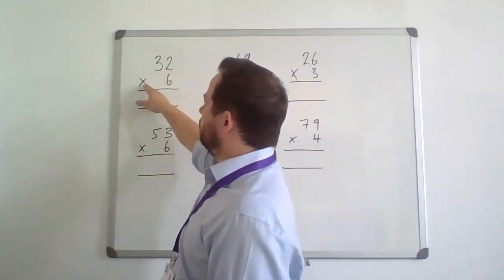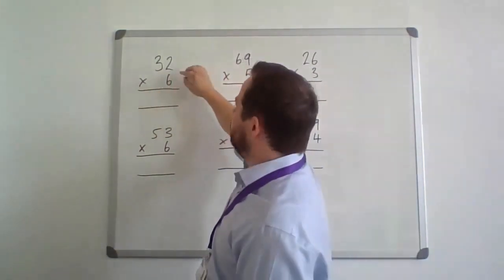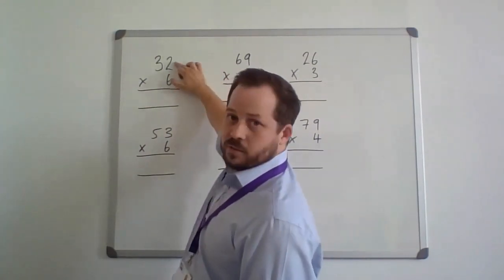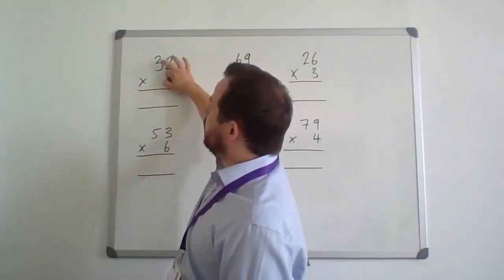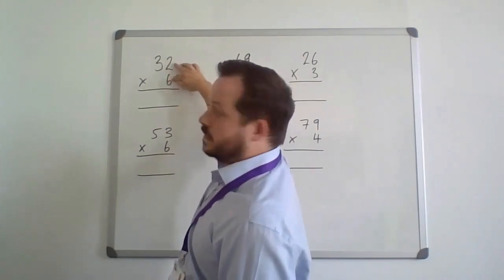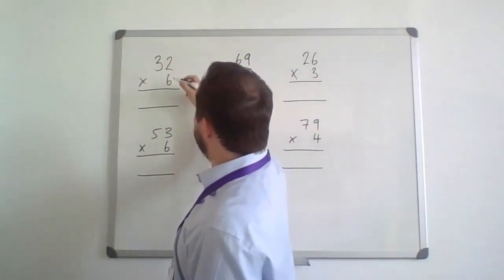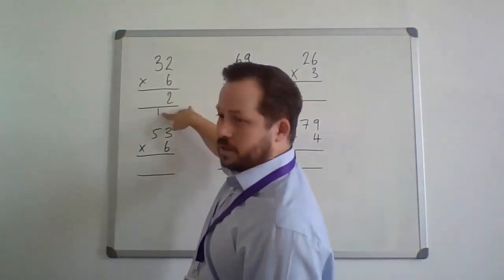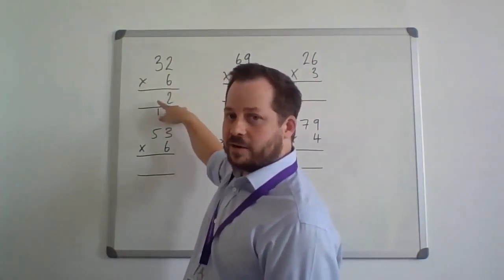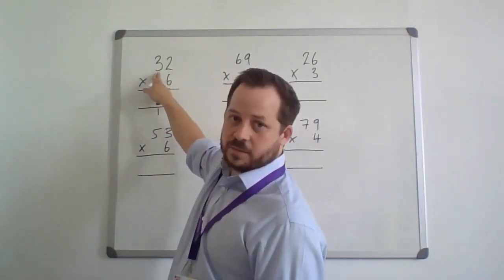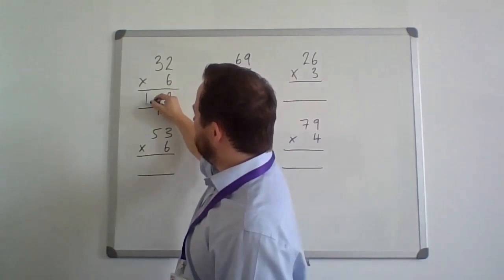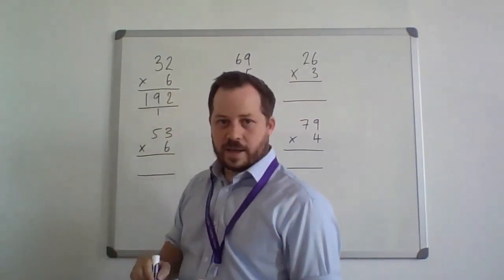So we've got 32 times 6. The first thing we do is we times whatever number we have here by the units or the ones, and then we times by 10. So we do 6 times 2. 6 times 2 is 12. Much like we do in our addition, we carry the 1 to the next column because it's going to be added on to the answer of 6 times 3. 6 times 3 is 18, plus this one is 19, and we have our answer there.